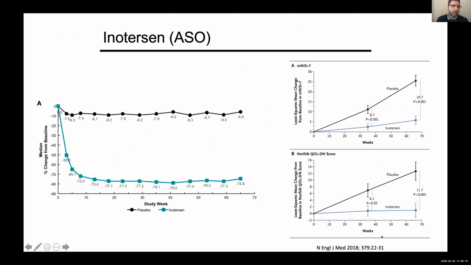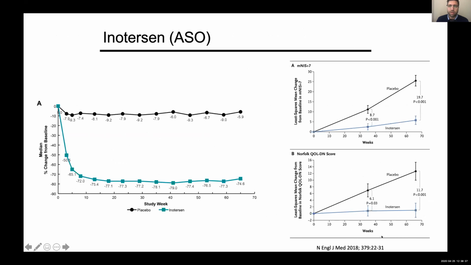The lines in black and the round circles are people who are on placebo, and you can see the TTR doesn't change level, whereas in the people who are on inotersen, in the blue line, you see a dramatic drop in the production of the TTR protein.